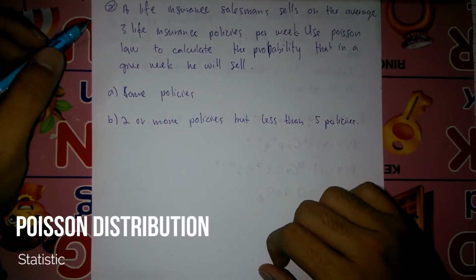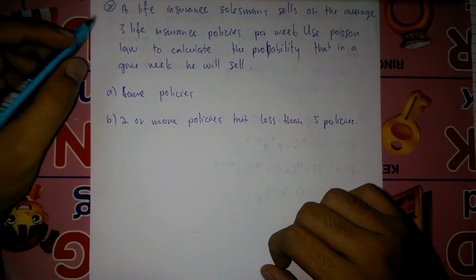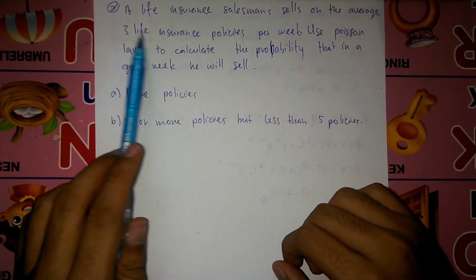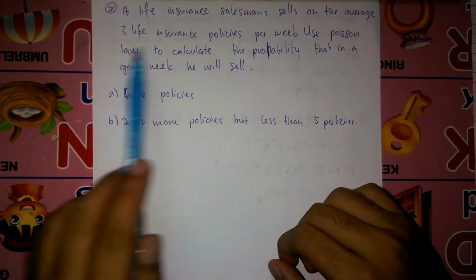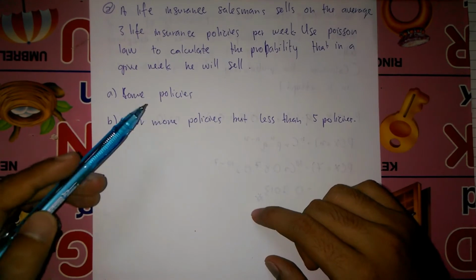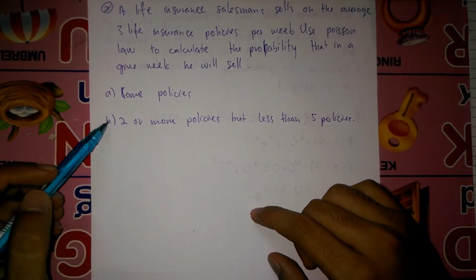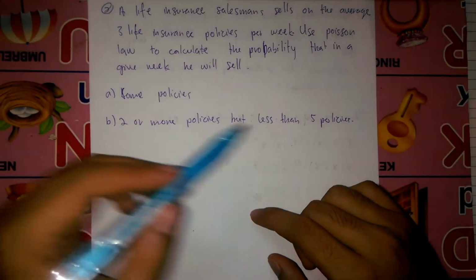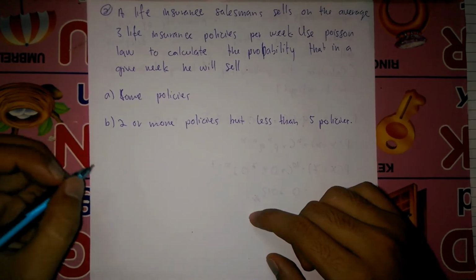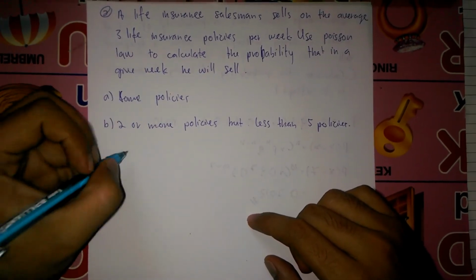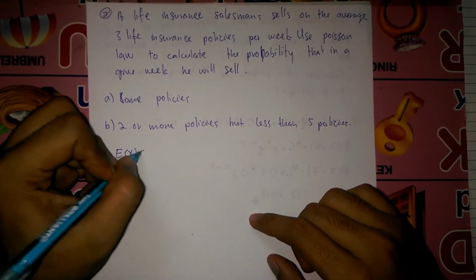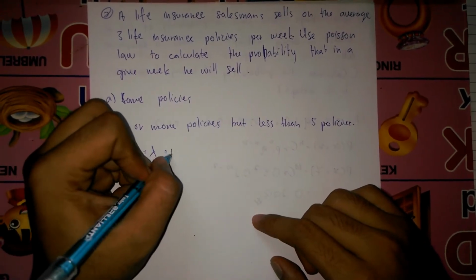Okay, this is the second question for our subtopic, Poisson distribution. A life insurance salesman sells on average 3 life insurance policies per week. Use the Poisson law to calculate the probability that in a given week he will sell: A, some policies, meaning 1 or more policies; B, 2 or more policies but less than 5 policies. So we do question A. We know lambda equals the mean, lambda equals NP.